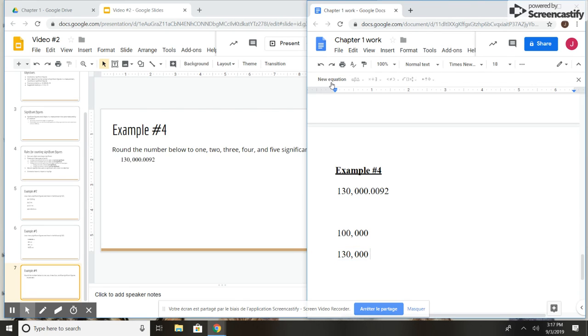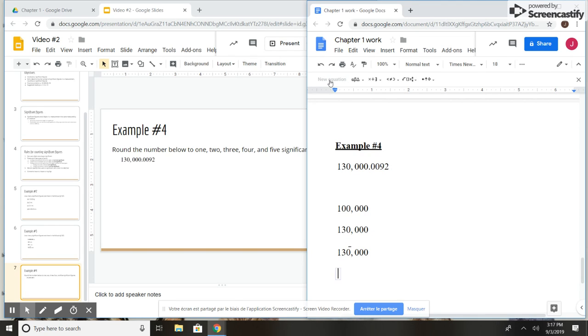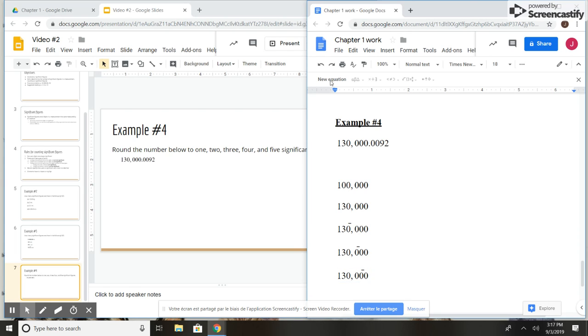If instead of 130,000, this had been like 180,000, my first one would have been 200,000. Now, 3 significant figures. I want to show that that 0 is significant, so I have to put a bar over it. Then for 4, more or less the same, and for 5 and 6, more or less the same as well. So that bar can show significance.